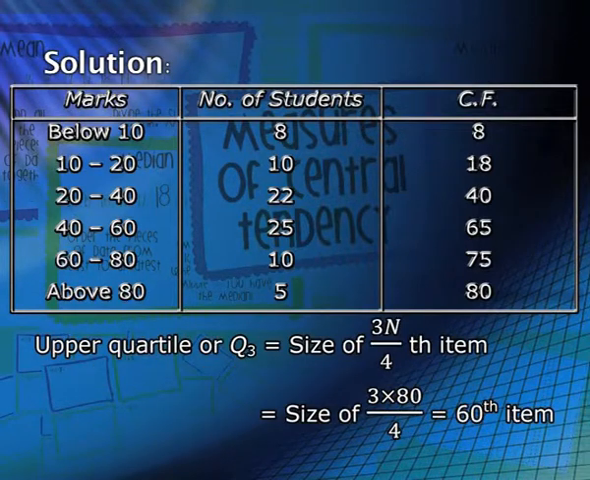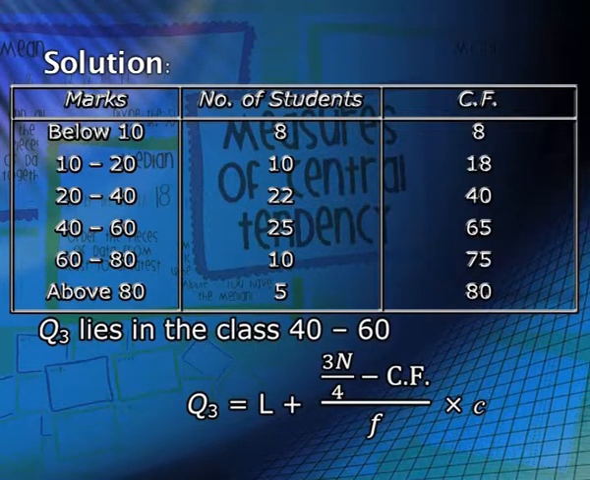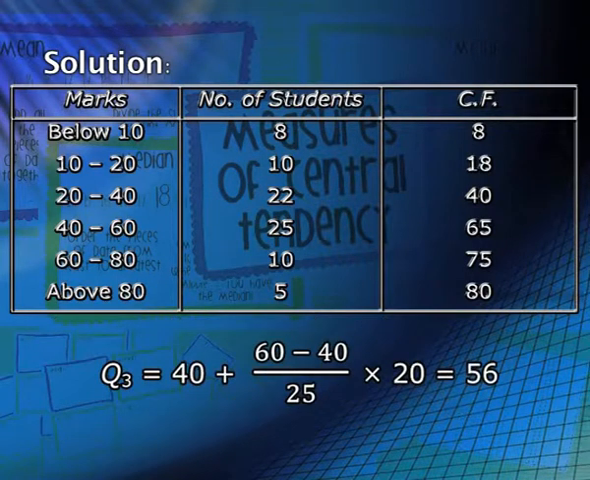Now let's see how we calculate the upper quartile, which is Q3. That is equal to the size of 3n/4th item, which is size of 3 times 80/4, equal to 60th item. That shows that Q3 lies in the class 40 to 60. Again, we apply the interpolation formula. Q3 is equal to L plus (3n/4 minus CF) divided by F into C. So Q3 is equal to 40 plus (60 minus 40)/25 into 20. After calculating it, we get a figure of 56.